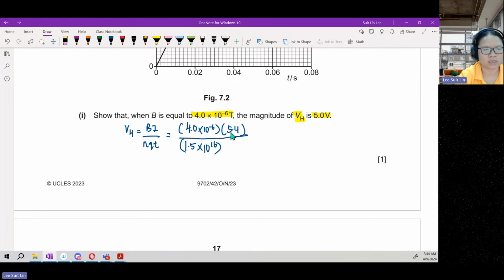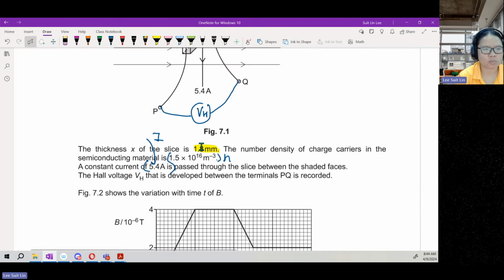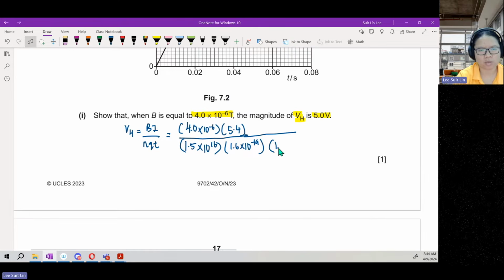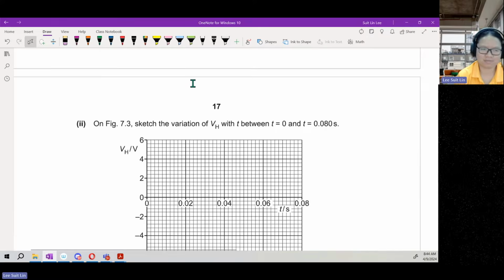The charge would be the electronic charge. So the electronic charge is 1.6 times 10 to the power of negative 19. The thickness here is given as X, 1.8 millimeters, 1.8 times 10 to the power of negative 3. You could check your calculator. This will give you 5 volt. So pretty good. It's a nice mark, just a warm up question.